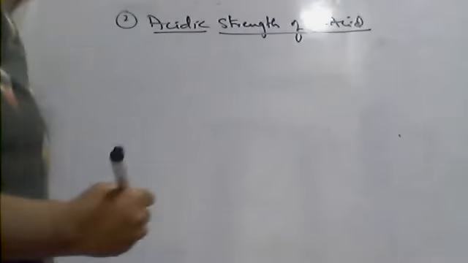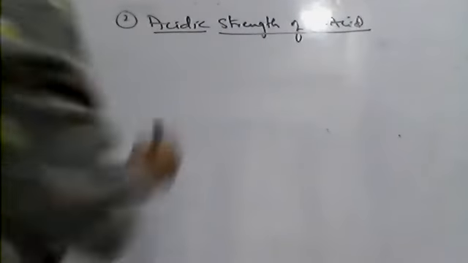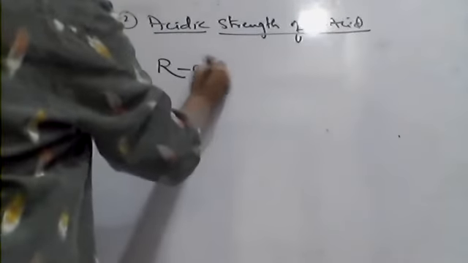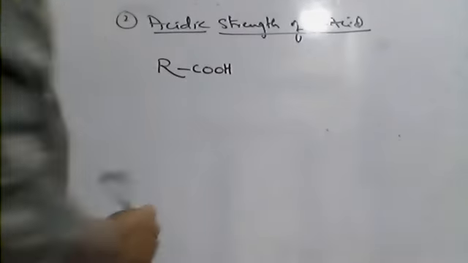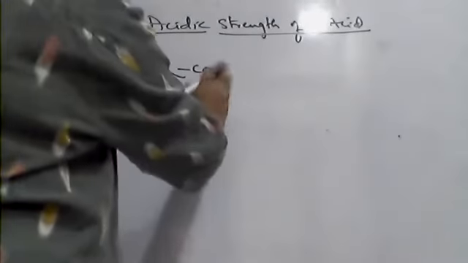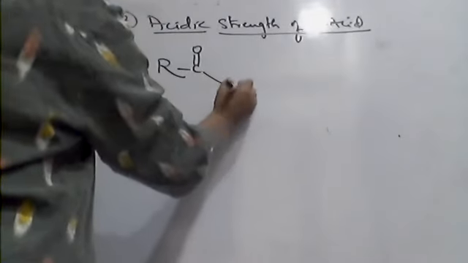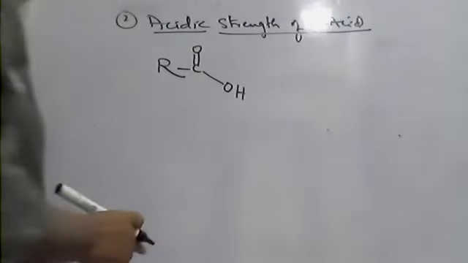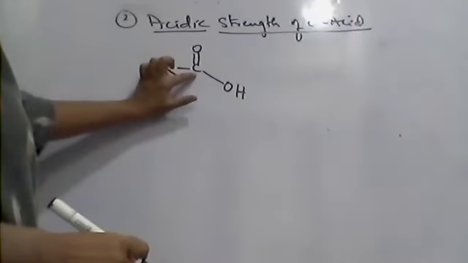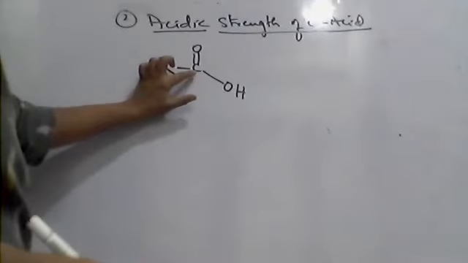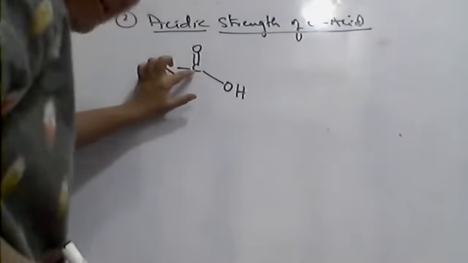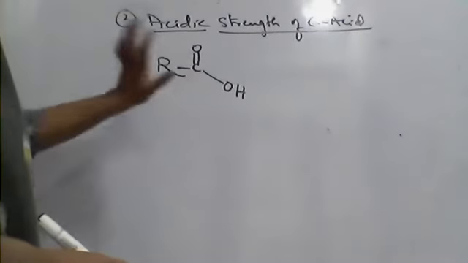Acidic strength of carboxylic acids. What is carboxylic acid, beta? RCOOH, carboxylic acid. For the sake of convenience, to understand better, I will open the structure. This is RCOOH, where at this carbonyl carbon the hybridization is sp2. Therefore, it is triangular planar.